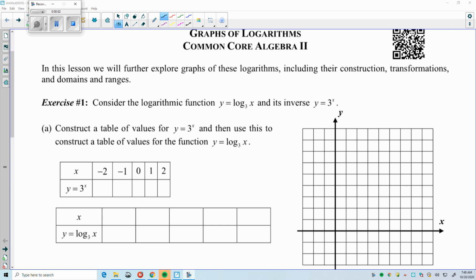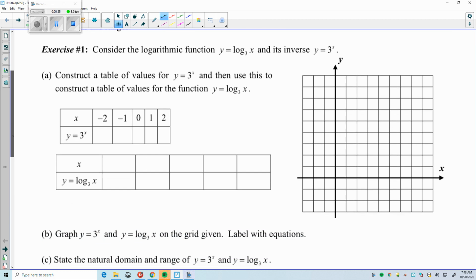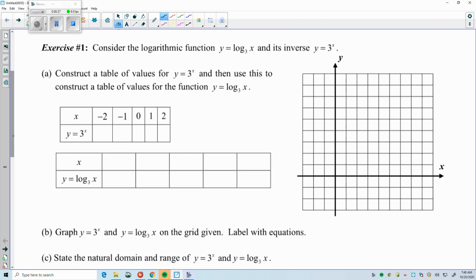So continuing on with our exploration of logs, we're going to take a look at some graphs today. And we are going to see how they relate to their inverse functions, some of our exponential functions that we've been previously studying. So for this first one, we're going to consider the log function y equals log base 3 of x and its inverse, which would be the exponential function y equals 3 to the x.